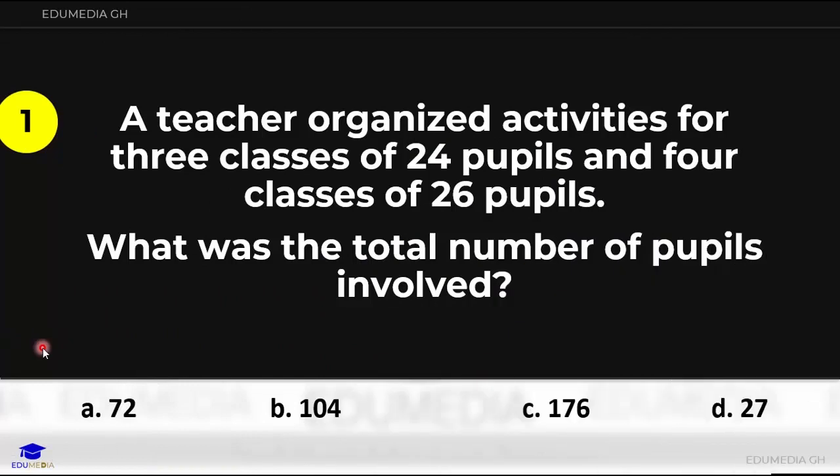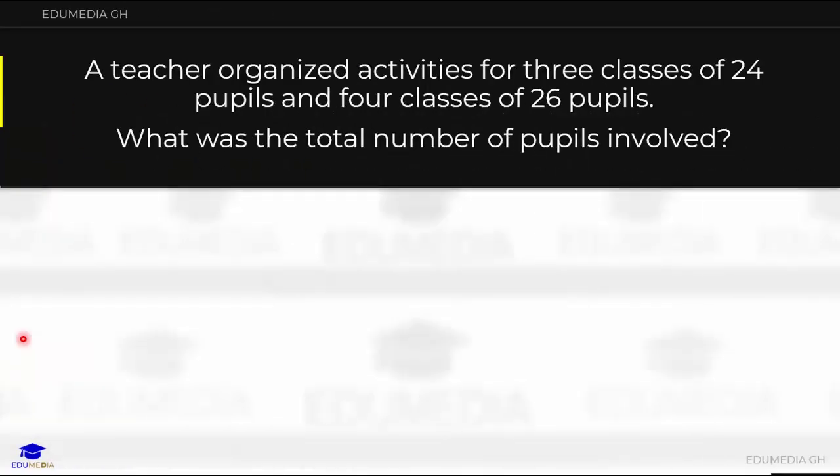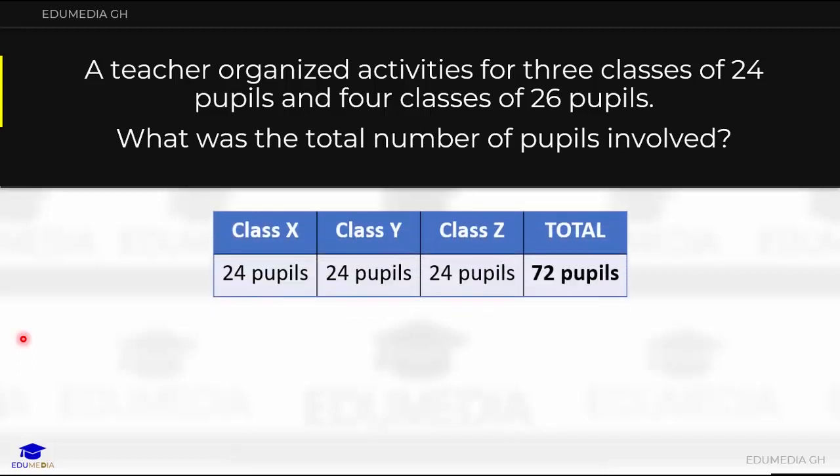Question 1. A teacher organized activities for 3 classes of 24 pupils and 4 classes of 26 pupils. What was the total number of pupils involved? This question involved 2 categories of classes. The first category involved 3 classes of 24 pupils, and the second category is about 4 classes of 26 pupils. To solve this, I will start by analyzing the 3 classes, which involve 24 pupils.